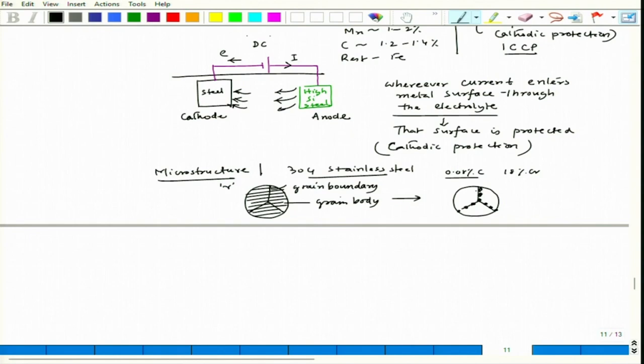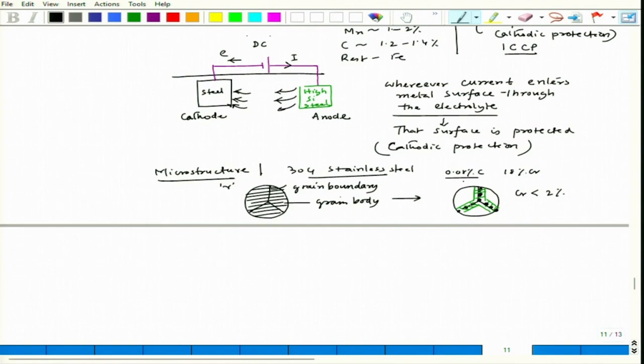And now, when chromium carbide forms near that grain boundary, there will be a small patch. I'm just putting it in the green color, that patch near to that grain boundary will have very low level of chromium. So that means in this zone, except those chromium carbide precipitated points, those zone will have chromium content maybe less than 2%, which is not sufficient to form a continuous passive film.